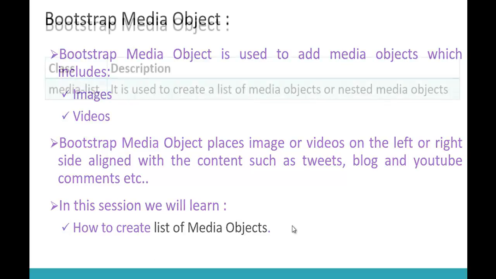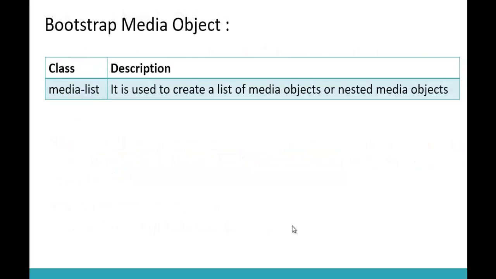In order to create a list of media objects, Bootstrap provides us one important class, that is media list. And here comes the description. It tells you that this media list class is used to create a list of media objects or nested media objects. So what do we mean by nested media objects?